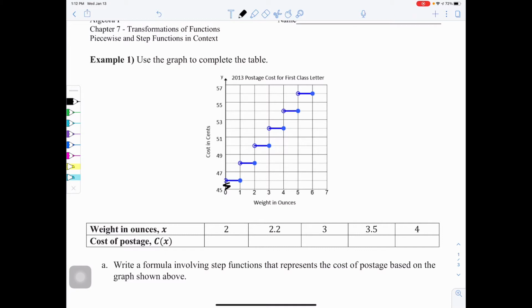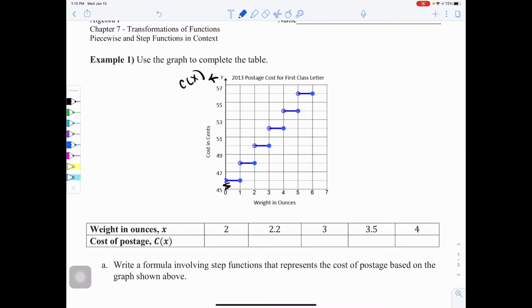So if I'm looking at the table of values, weight in ounces is already filled in. They want us to find the C of X or Y values. So also let's put a little note here that this is C of X, not Y. Okay, and we want to put down the cost of these different weights for our X values.